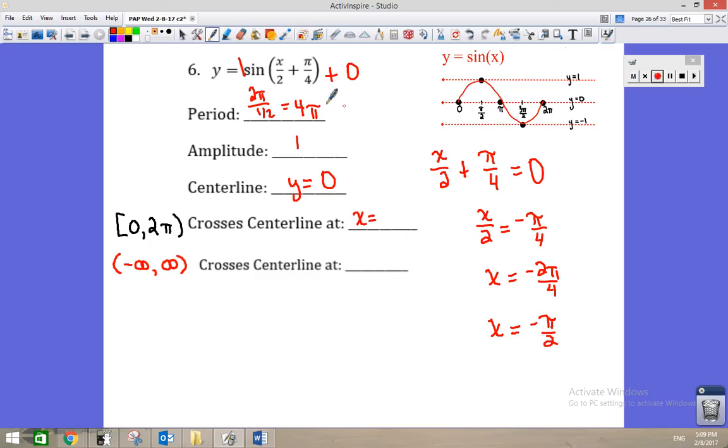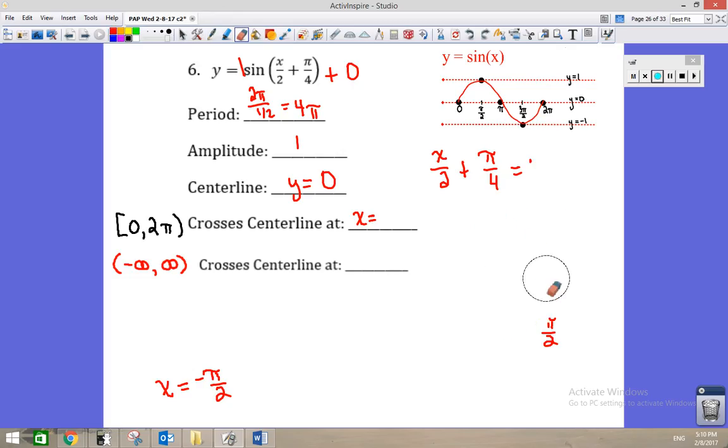Let's find the next one, because see, not only did this stretch, the plus pi over 4 was also a shift to the left. So it went to the left of 0. Let's look at the next place that crosses at pi. Actually, let's keep this negative pi over 2 in mind. It crossed at 0. The next time it'll cross, it will be at pi.